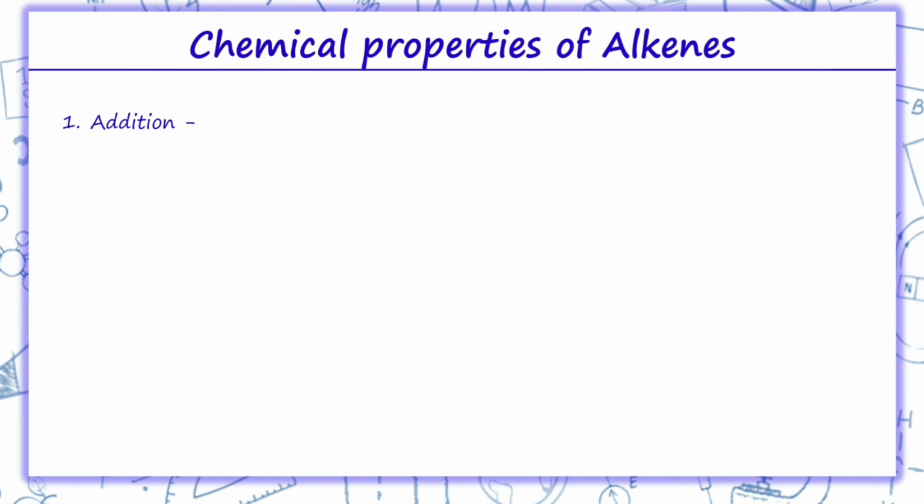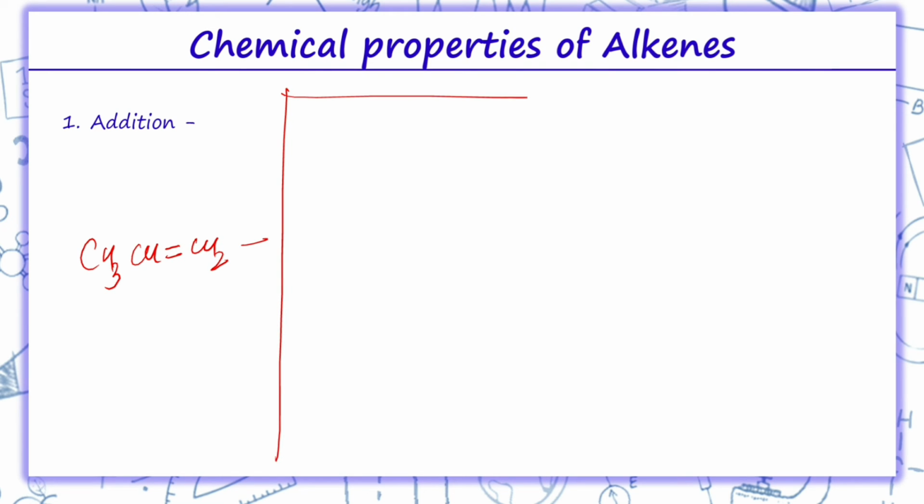Coming on to chemical properties of alkenes. In chemical properties, the first property we have is addition reaction. Alkenes show electrophilic addition reaction. Like we have the alkene CH3CH=CH2. The first addition reaction is addition of hydrogen. If we add hydrogen, we call it hydrogenation, and this hydrogen is added in the presence of catalyst nickel. Thus we get an alkane. The hydrogen will be attached to both of the double bonded carbons.